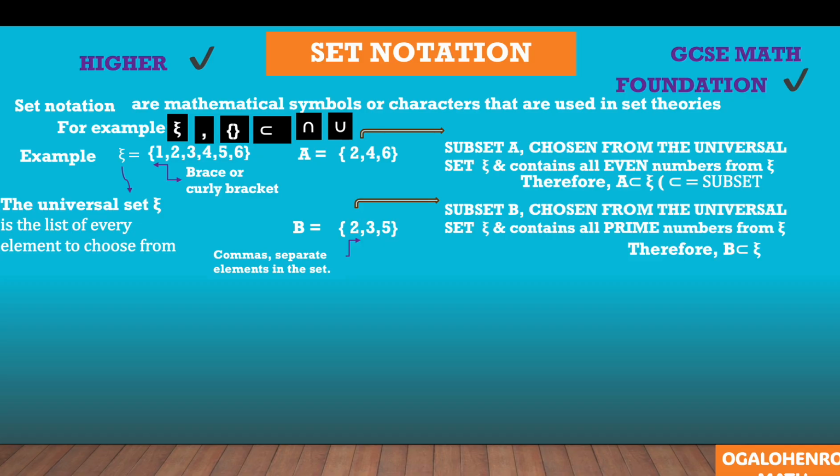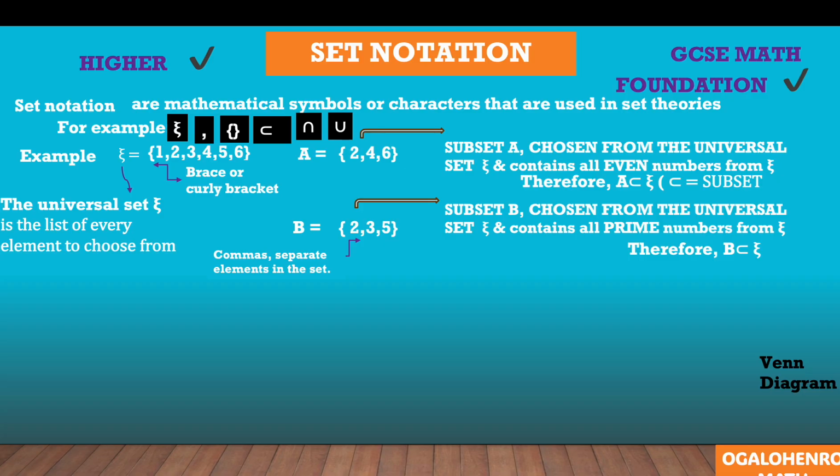Now in your GCSE examination, a question like this could be given to you in your question paper, where they will give you the universal set, then the subset, and of course another subset, and they will want you to show all this information, both the universal set and the 2 subsets, in a Venn diagram. So that will lead us to a Venn diagram.